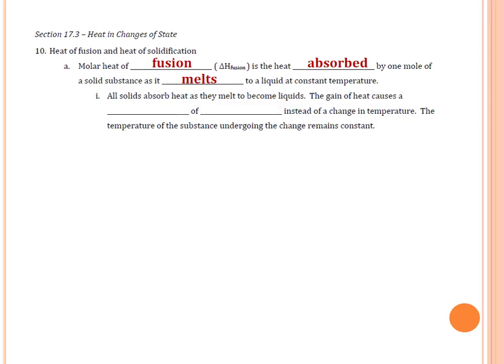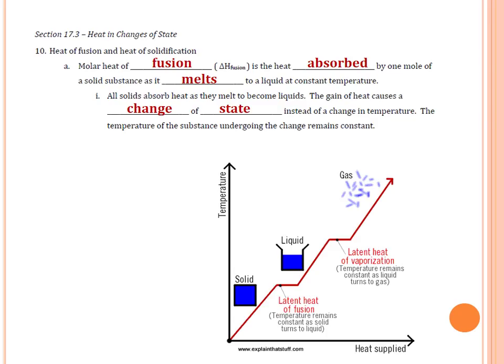All solids absorb heat as they melt to become liquids, and the gain of heat causes a change of state instead of a change in temperature. And the temperature, as the substance is undergoing the change, actually remains constant. So there are these little plateaus that occur when it is changing state, and it is able to absorb the heat, and that is what is causing the change of state.